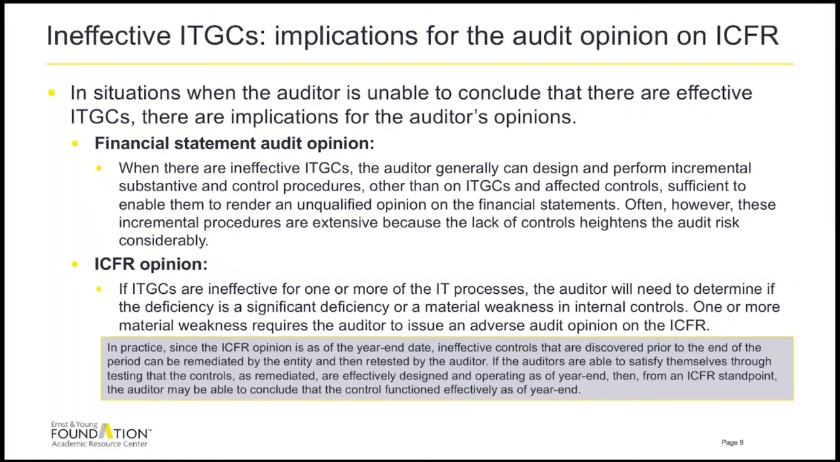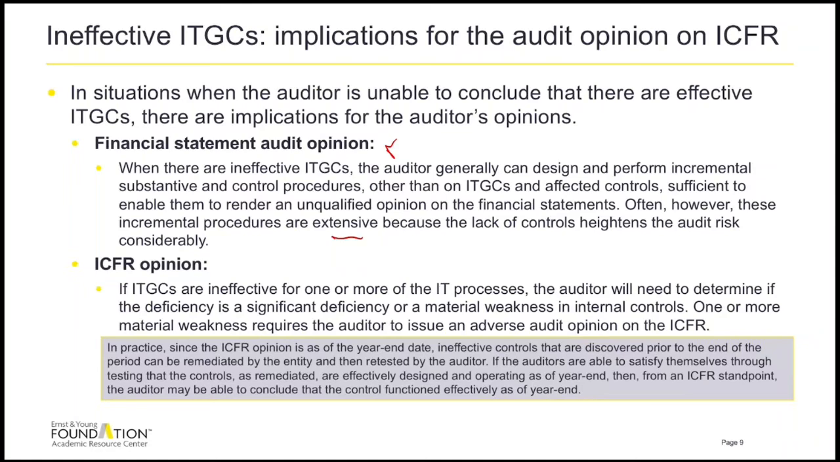So, implications for the audit opinion on ICFR. So in situations when the auditor is unable to conclude that there are effective ITGCs, there are implications on the auditor's opinion. So for example, in the financial statement audit opinion, when there are ineffective ITGCs, the auditor can generally design and perform incremental substantive and control procedures other than on ITGCs and affected controls sufficient to enable them to render an unqualified opinion on the financial statements. Often, however, these incremental procedures are extensive because the lack of controls heightens the audit risk considerably.